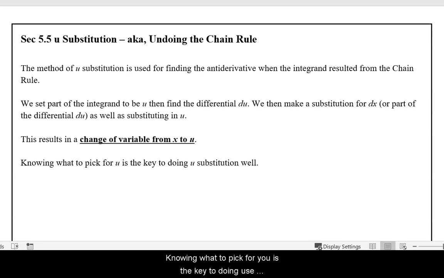Knowing what to pick for u is the key to doing u-substitution well, and you cannot proceed in calculus unless you can do u-substitution well. It will be on almost every single exam, if not every exam you take from here on out.